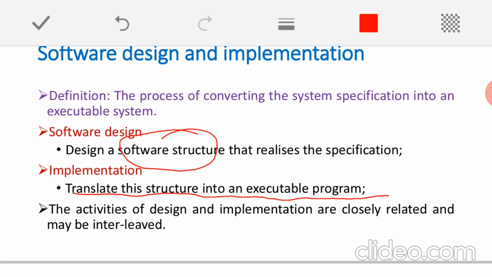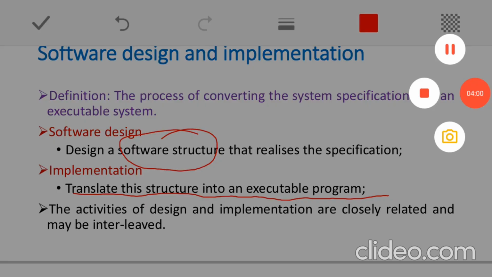So this is all about software design and implementation. Here we are going to complete our second step of the software process activities. Thank you.